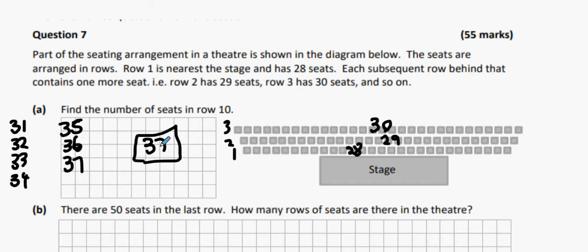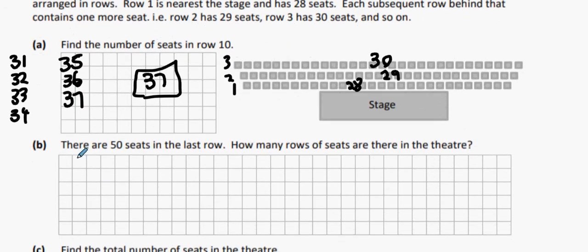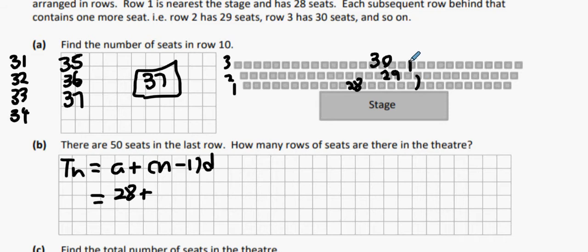Okay, next thing. Because it's an arithmetic sequence, there's a formula for the number of terms. So the formula is Tn equals a plus (n minus 1) times d. A is your original amount. So what's our original amount in this question? 28. D is the amount each one goes up by. So D is 1 because it goes up 1 each time. And then you multiply in 1. So you're going to get 28 plus n take away 1.